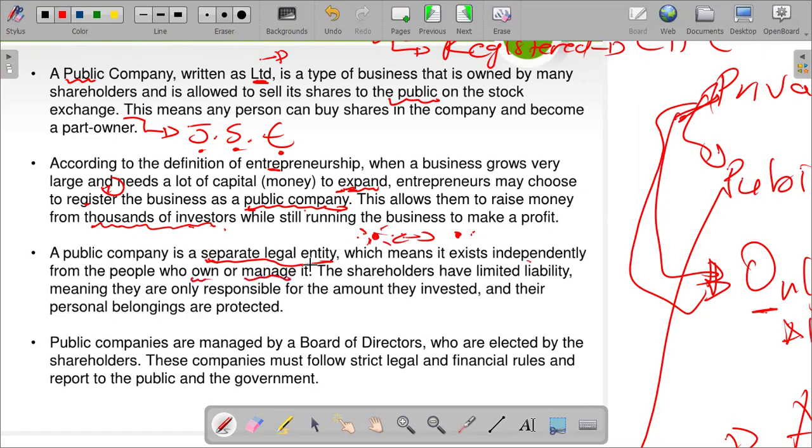Remember the directors. When we talk about your private company, we'll be talking about directors. So the shareholders are separated from the company. The shareholders have limited liability. Again, separate, limited, separate. Liability is debt, obviously. I explained this in the previous video, so if you go and check there, you'll understand what I meant. Meaning they're only responsible for the amount that they invested.